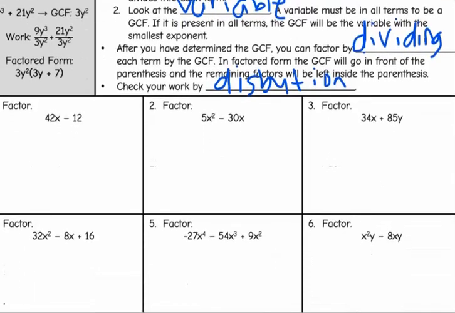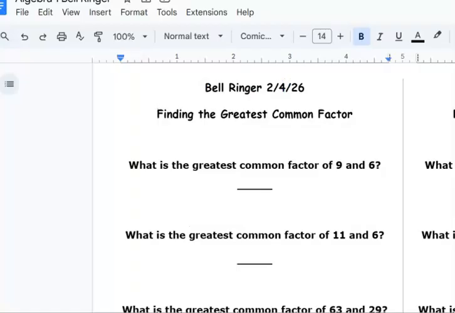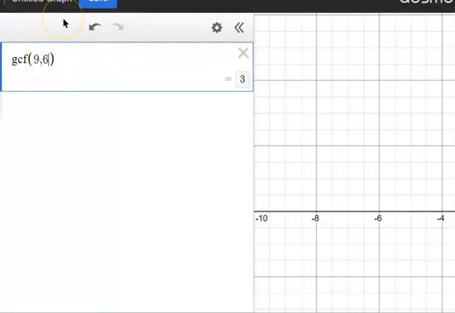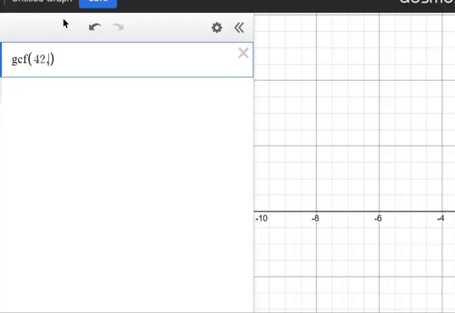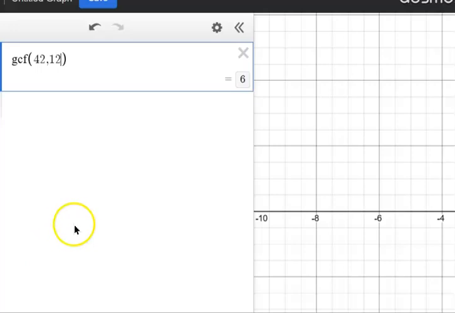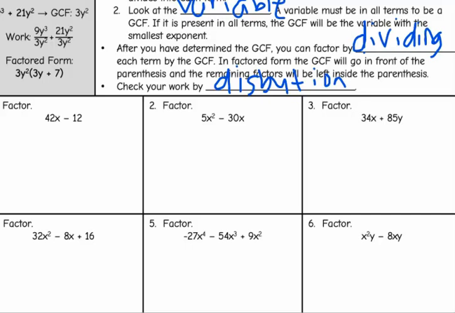All right, number one, it says 42x minus 12. Now I know you know how to do this because you're going to put in the DESMOS 42 and 12. And the answer is 6. So the GCF is 6. What you're going to do is GCF here, 6. Okay, so you're pulling out the 6, but you got to finish the rest.